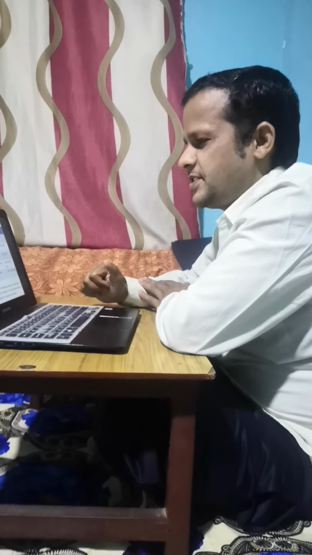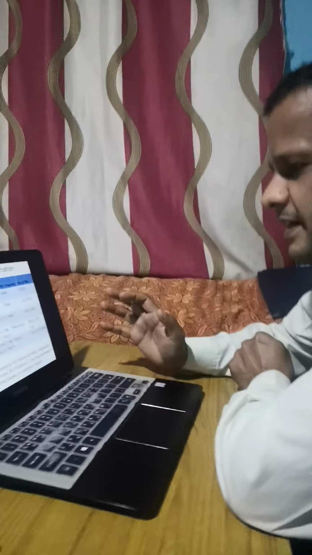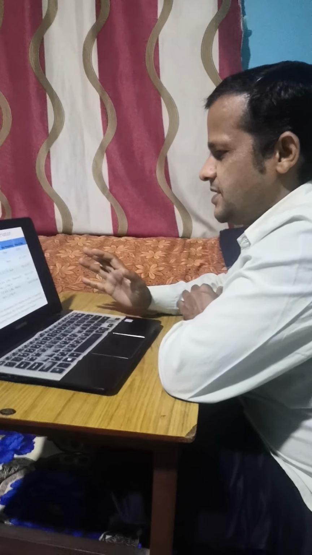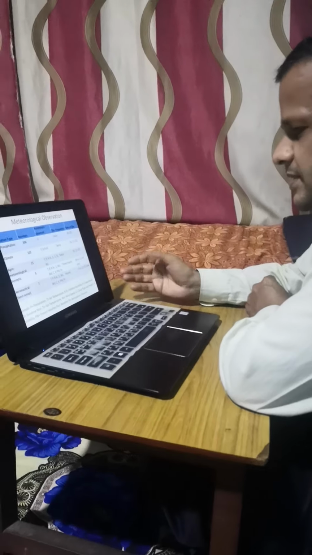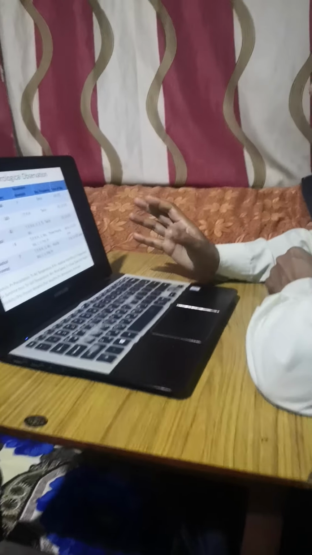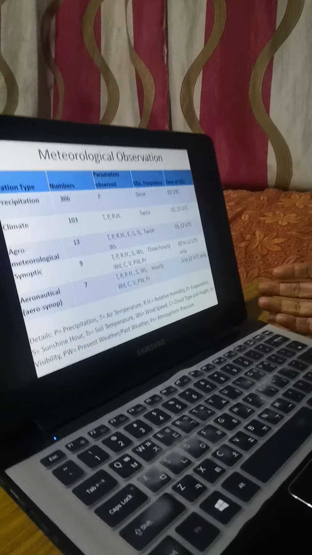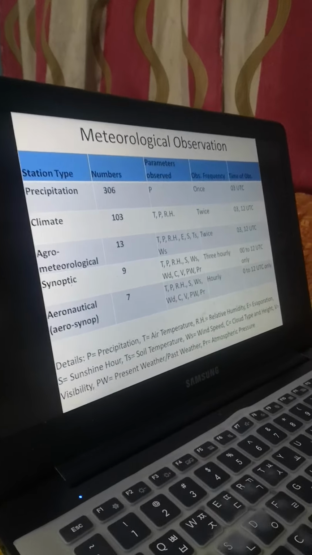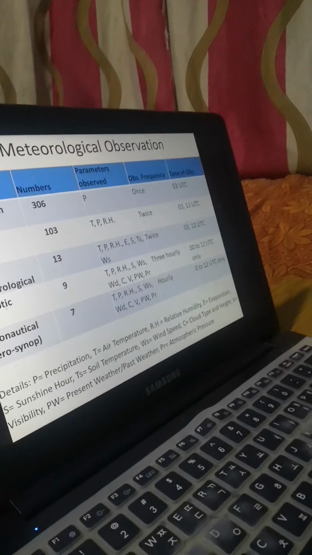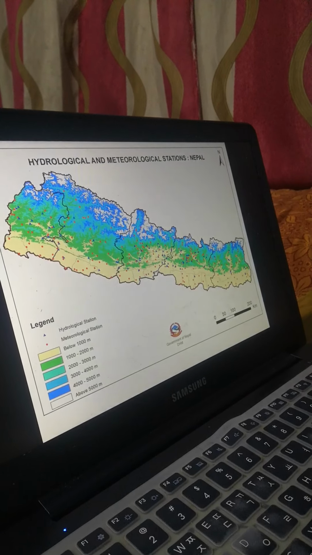Now let's talk about meteorological observation. The Department of Hydrology and Meteorology observes different kinds of observations like precipitation, climate parameters, temperature, humidity, and sunshine duration. Similarly, agrometeorological stations measure temperature, pressure, relative humidity, evaporation, soil temperature, wind speed, wind direction, and so on. Similarly, aeronautical and synoptic stations make 3-hourly and hourly observations with reference to the WMO standard times of observation in Nepal, followed by the WMO standards.